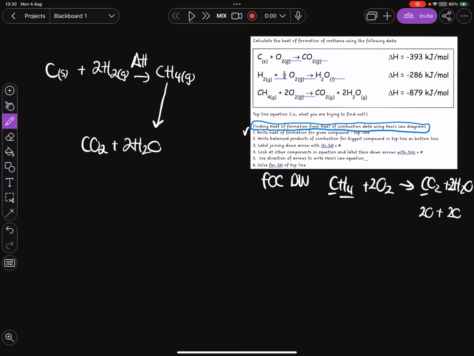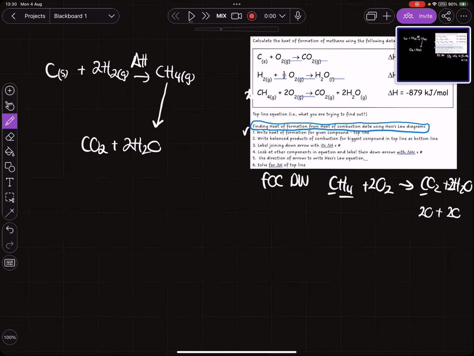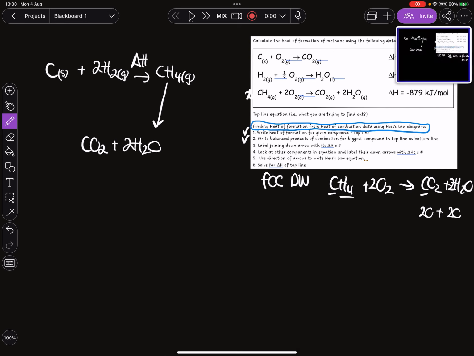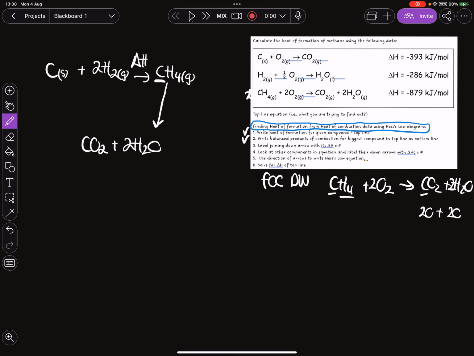Now, if I look at my equation here, and I know it was done here already, but you will see for point number 3, label my joining down arrow with its delta H and its number. So the number is the fact that there's only one CH4 in my equation. So I'm just going to go 1 by minus 879.